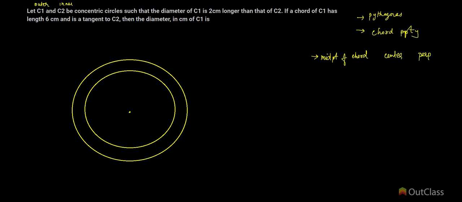So what do we have here? We have a chord of C1 that's of length 6 and it is tangent to the inner circle C2. So that's going to look something like this. Now, one more thing, radius perpendicular to tangent. That means because it's a tangent, it is perpendicular to the radius. So it's essentially a perpendicular drop from the center to the chord of the outer circle.